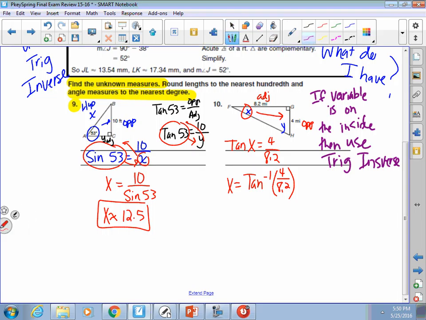If variables are on the bottom, you divide. If variables are on the top, you multiply.